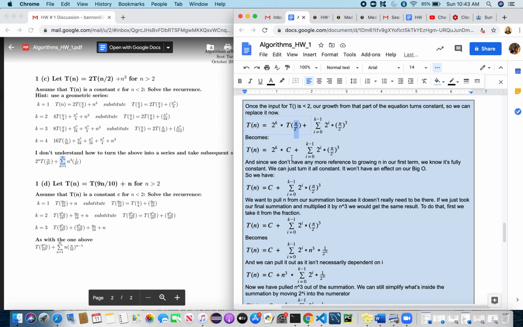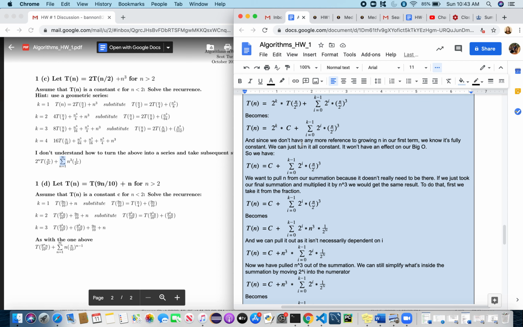Like limits, what is it as k approaches infinity? Because we just saw that k can change and n can stay the same. So as k approaches infinity, this inner fraction is going to approach 0, which is less than 2. So eventually, this is going to hit a constant status, which means that our growth is over, and we can just replace it with a c.